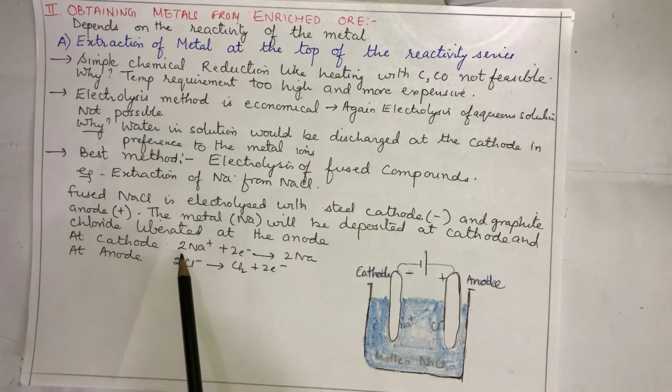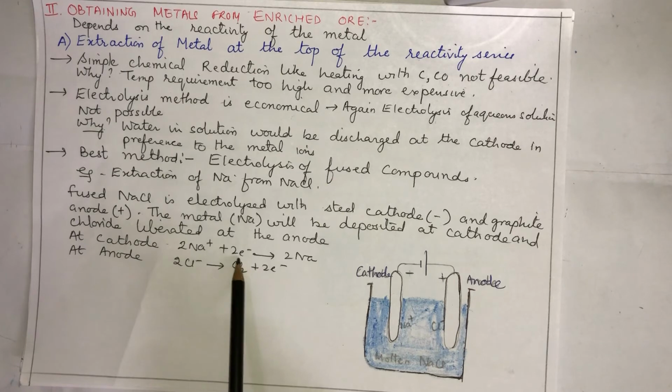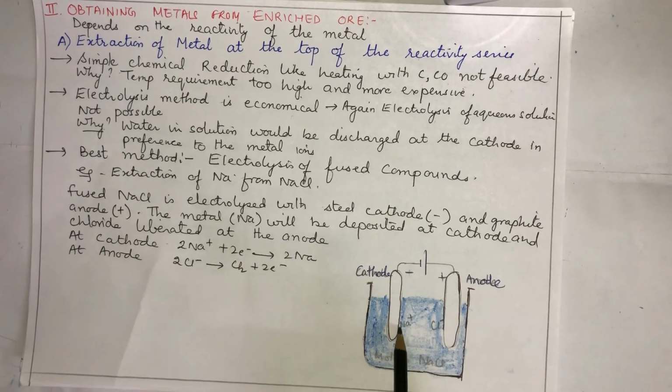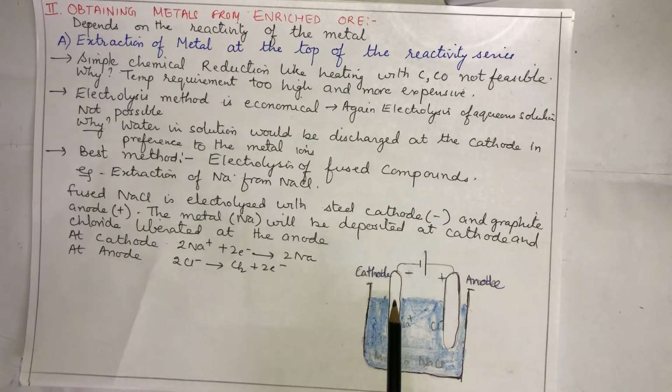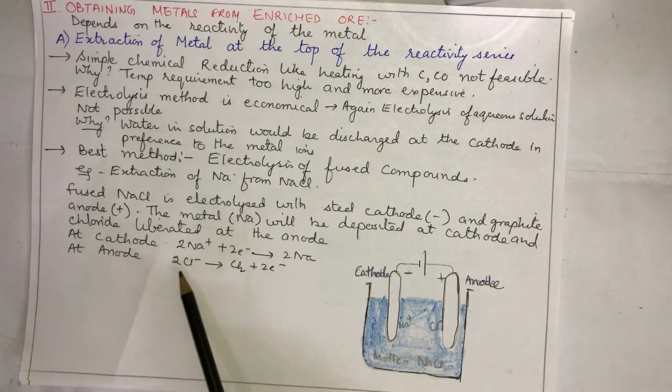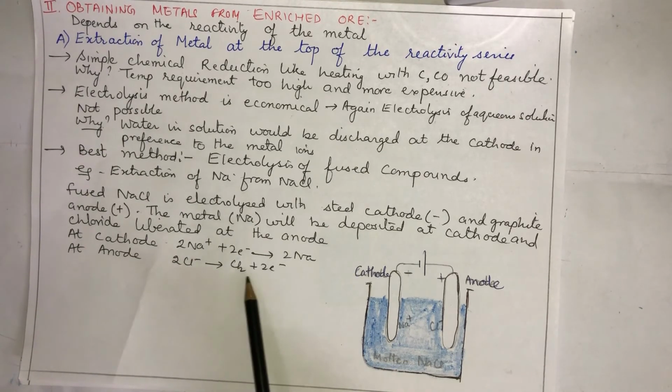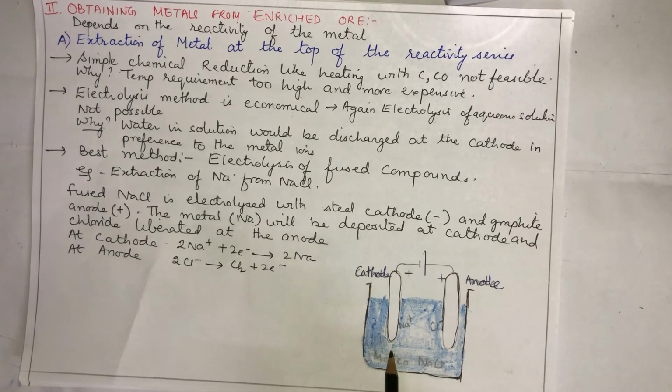The reaction is Na+ plus e- forms Na at the cathode, and 2Cl- gives Cl2 plus 2 electrons. Then it is forming chlorine over the anode.